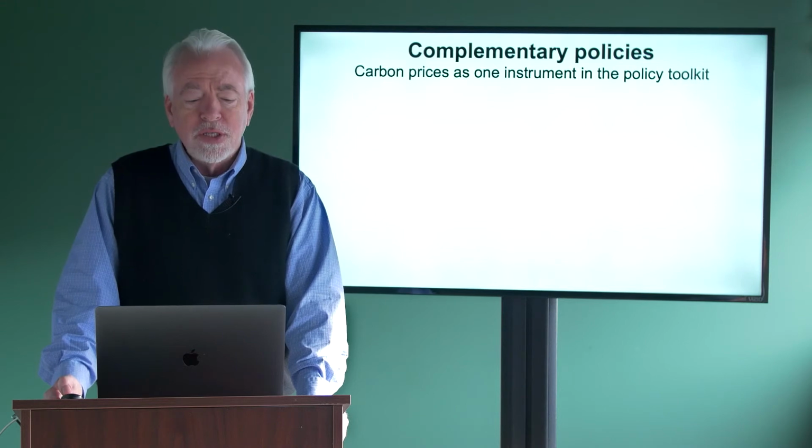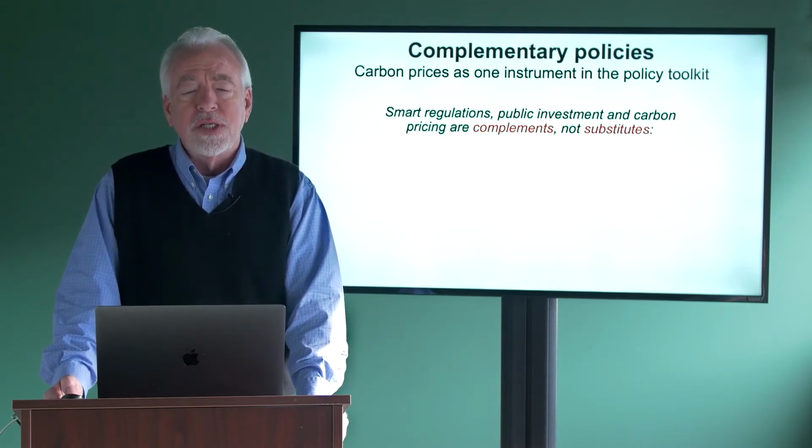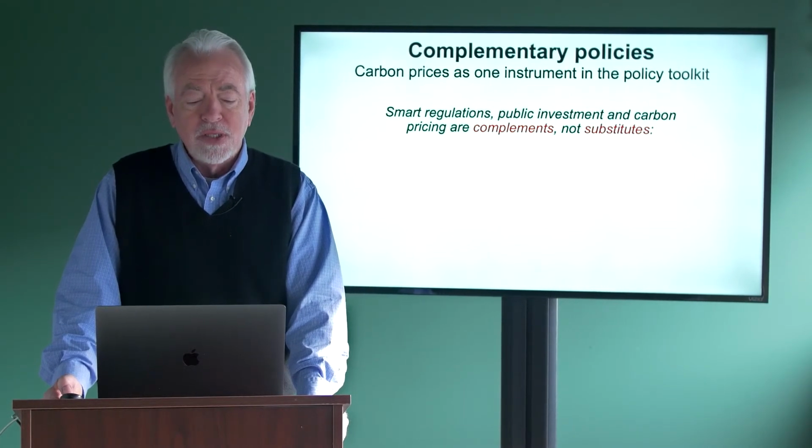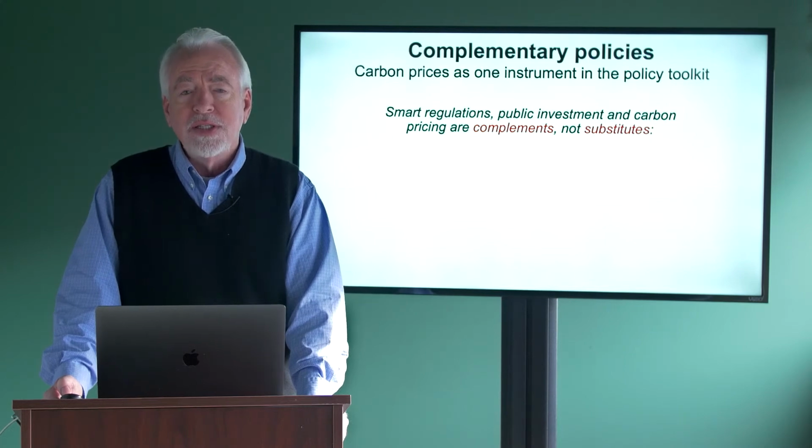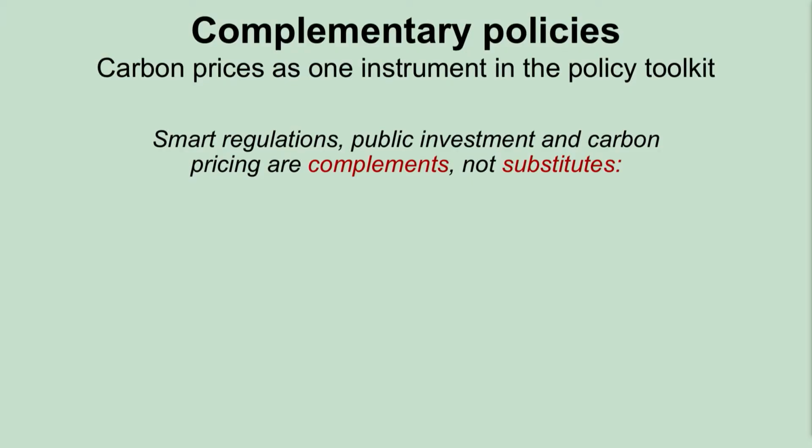A third attraction to carbon pricing is that it can be readily combined with other policy instruments in our efforts to reduce carbon emissions. For example, we can include smart regulations and public investment in the policy mix, as well as carbon pricing. These things are complementary. They're not substitutes for each other. Why do we need these other policies apart from carbon pricing?